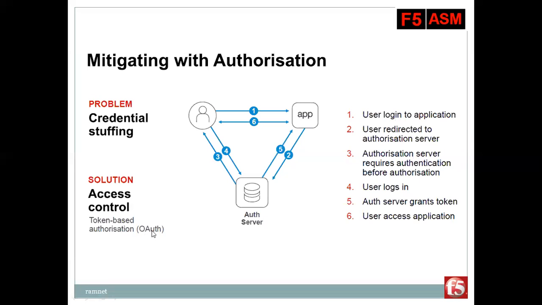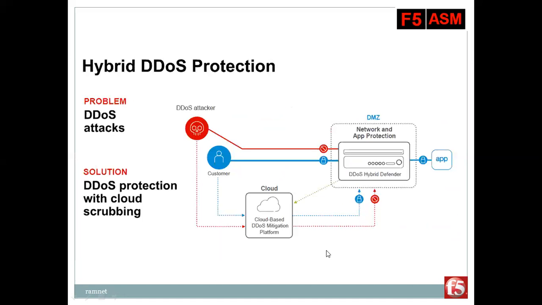That is called OAuth. First step, the user logs into the application. Second, the user is redirected to the authentication server. The authorization server requires authentication before authorization. We require an authentication token for them. The user logs in, the authentication server grants a token, and the user accesses the application. This is how we work with the authorization.